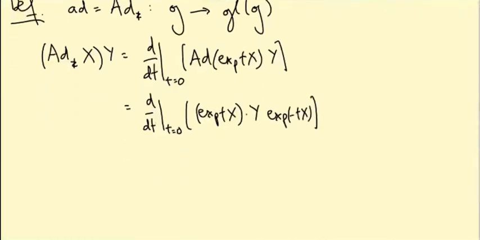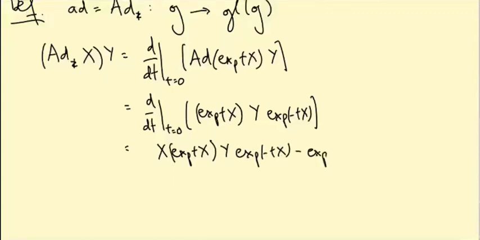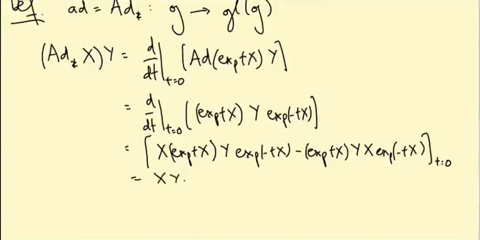So if I differentiate this using the product rule, I get x exp tx y exp minus tx. And then it hits this final term and I get minus exp tx y exp of minus tx times x. And this is all supposed to be at t equals 0. And when it's at t equal to 0, the exps just go away and I'm left with xy minus yx. That is, it's x bracket y. In other words, little ad of x applied to y is just x bracket y.